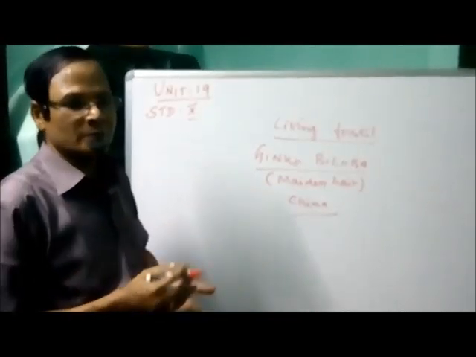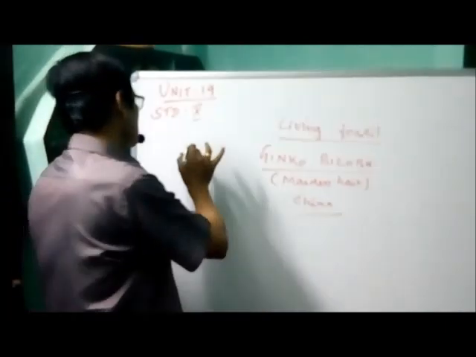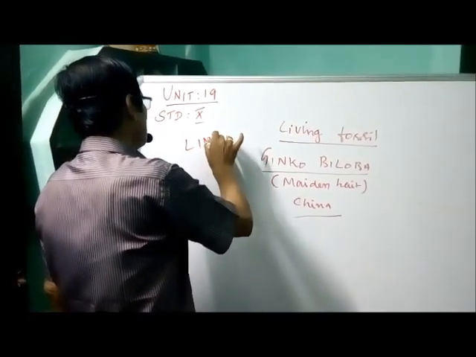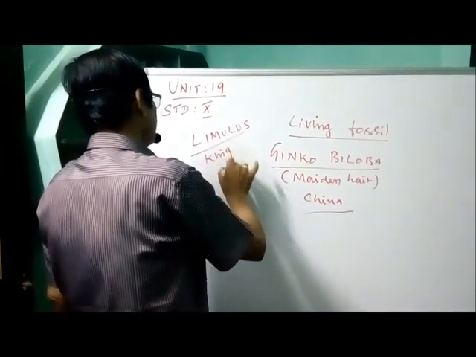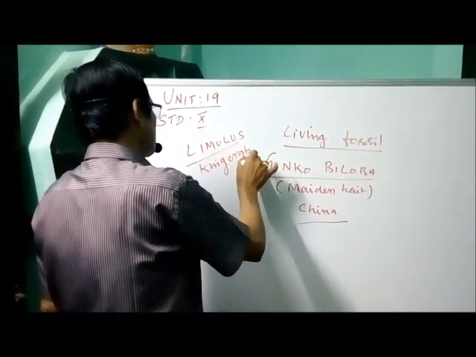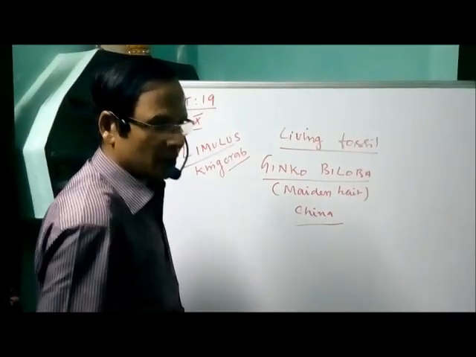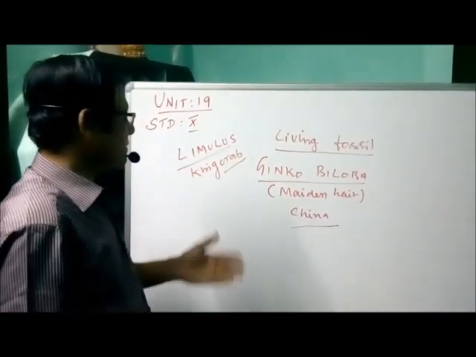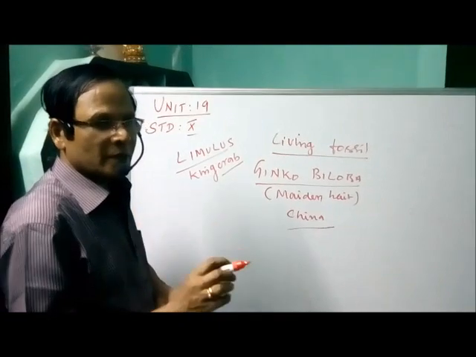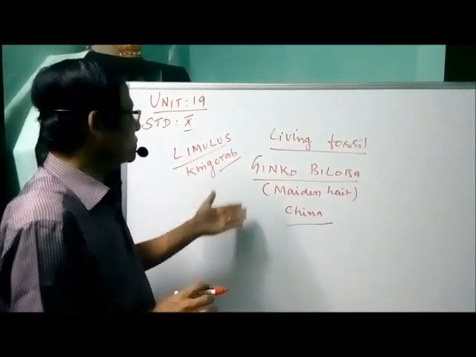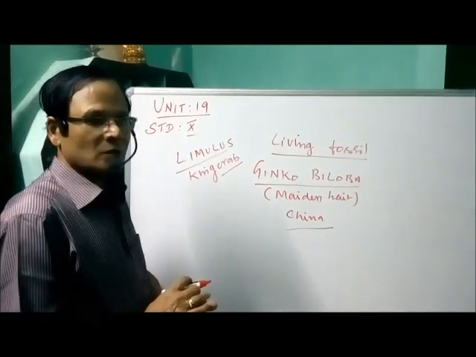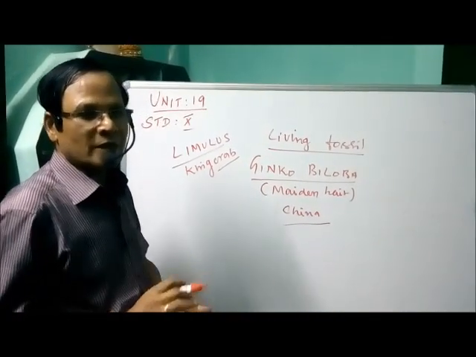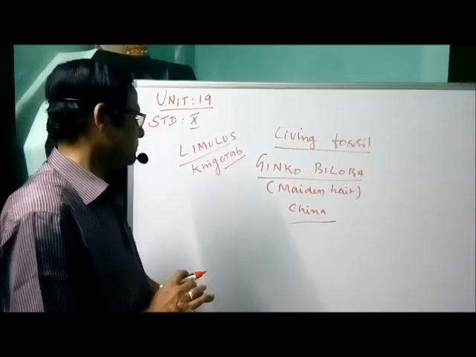We have a number of animals, for example, Limulus, an animal not given in the book, commonly called the king crab. It is not related to the crab; it is a different animal. It has the same characters as when it originated in the world. Such animals are called living fossils, remaining unchanged over millions of years.